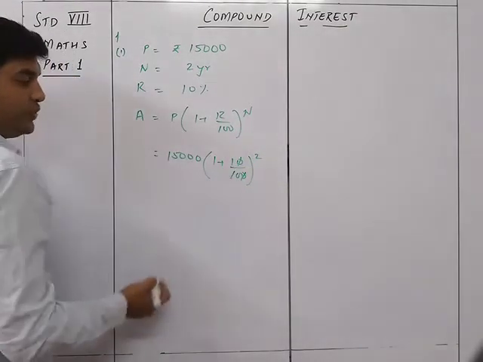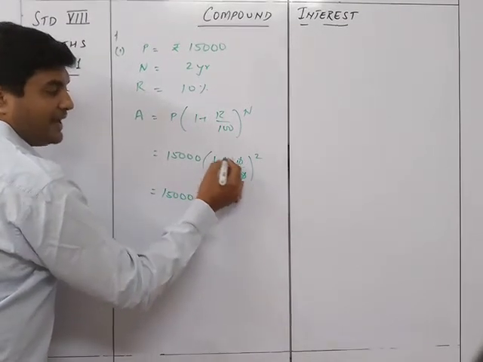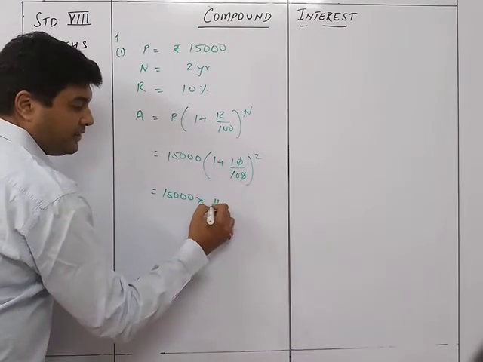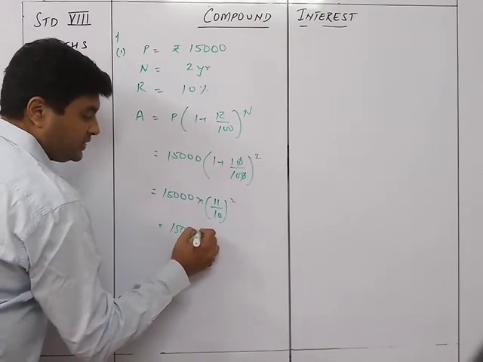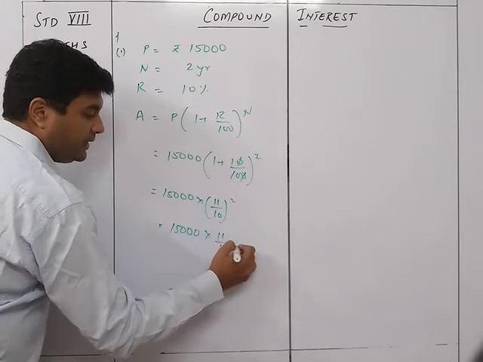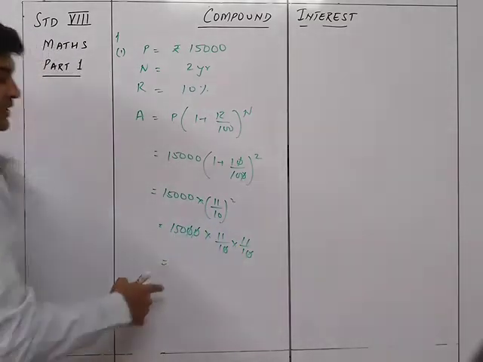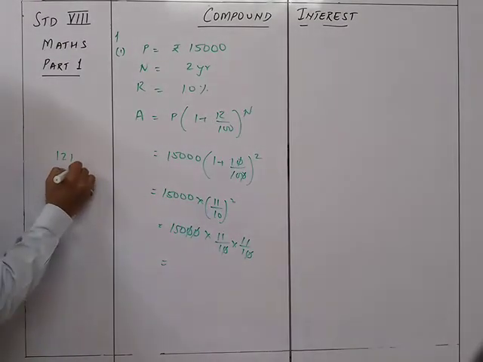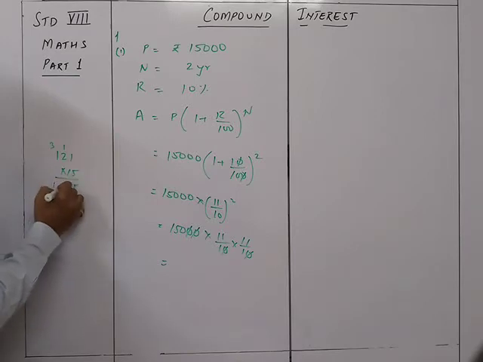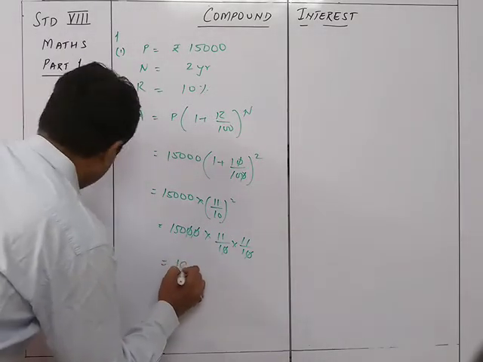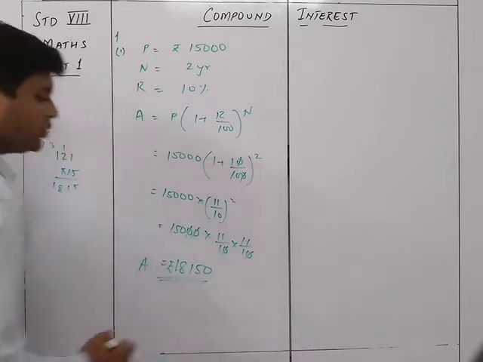You can cancel the 0 here. So it will be 15,000 into, this is nothing but 10 plus 1, so 11 upon 10. So it is (11/10) the whole square. So that is nothing but 15,000 into 11/10 into 11/10. 0 gets cancelled. So it is 121 into 15, which is 18,150. So the amount is equal to 18,150.